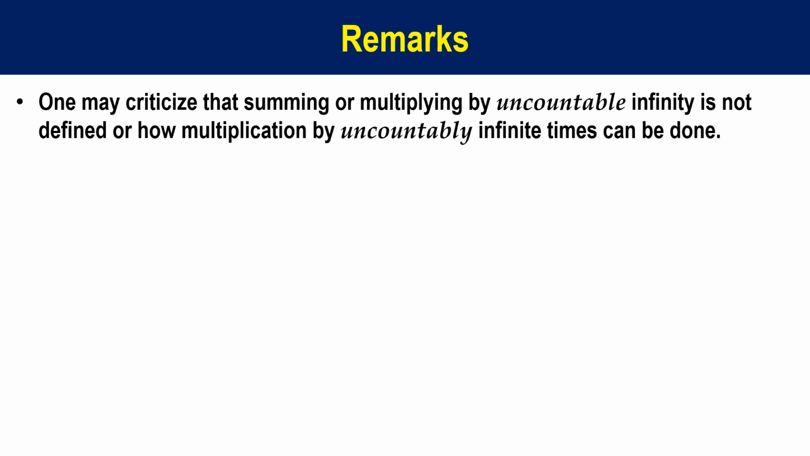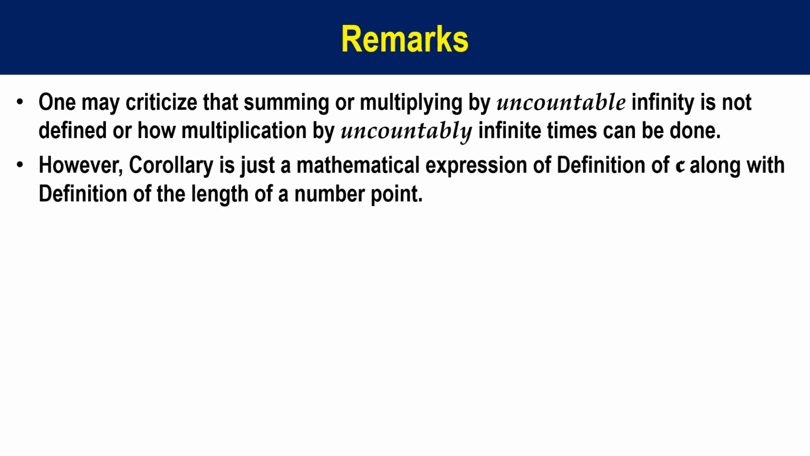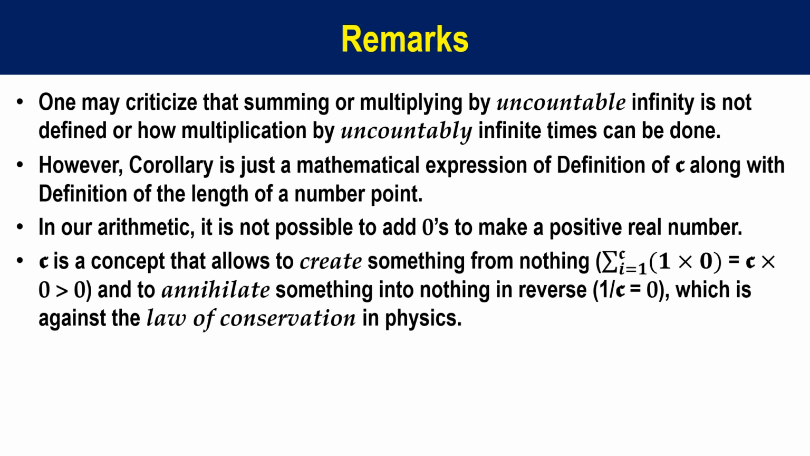One may criticize that summing or multiplying by uncountable infinity is not defined, or how multiplication by uncountably infinite times can be done. However, the corollary is just a mathematical expression of the definition of C along with the definition of the length of a number point. In our arithmetic, it is not possible to add zeros to make a positive real number.